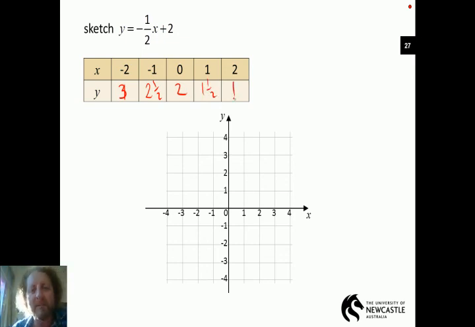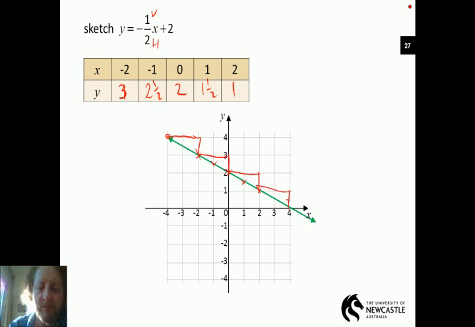Why does it keep losing a half? Because that's what the gradient is. Minus a half means every step I go across to the right, I lose a half. Minus 2, 3, yoink. Minus 1, 2.5. 0, 2. 1, 1.5, and 2, 1. There's the line, and it's got a gradient of minus a half. I can also think of it like that, that for every 2 I go horizontally, I go down 1. A gradient of minus a half.